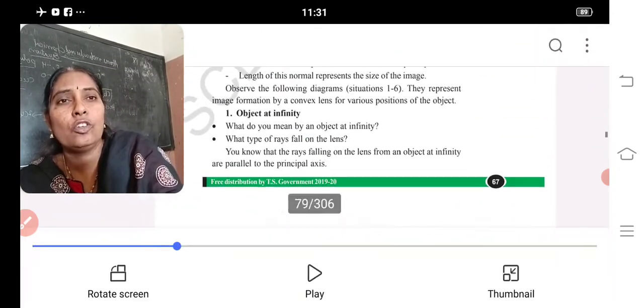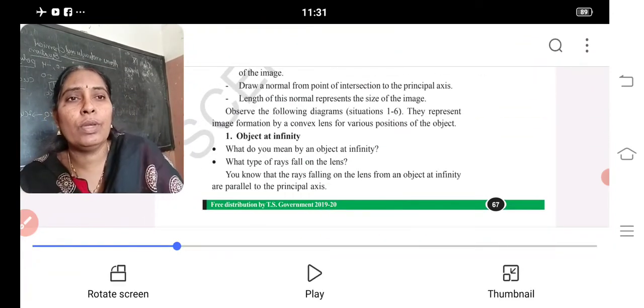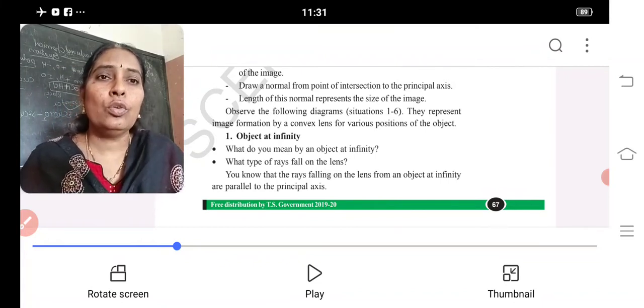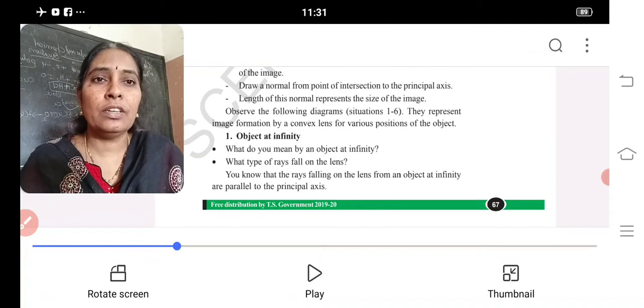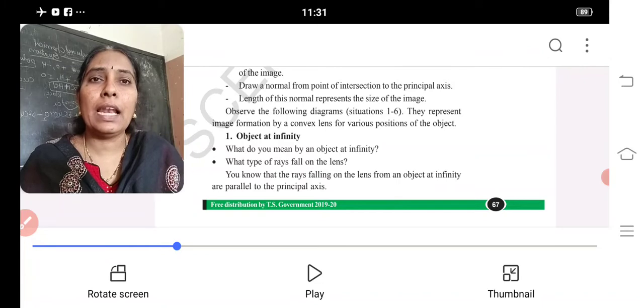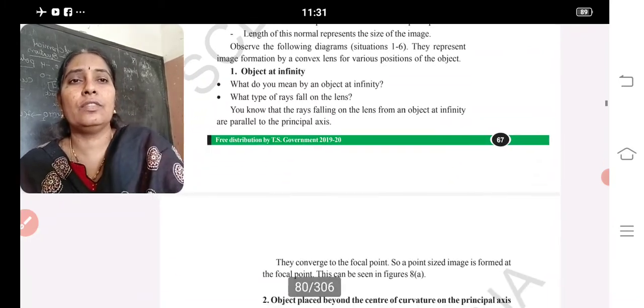See, this is the first: object at infinity. What do you mean by object at infinity? What type of rays fall on the lens? You know that rays falling on the lens from an object at infinity are parallel to the principal axis. The sun is at infinity distance, and if its rays are falling on the lens, they are parallel to the principal axis. This is the first situation.